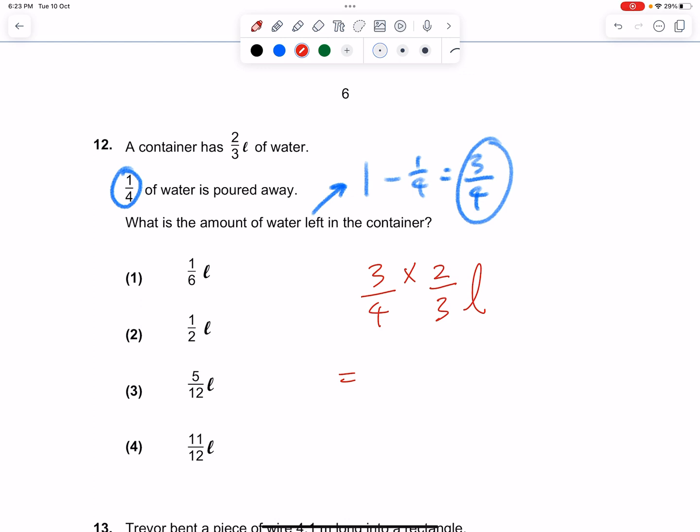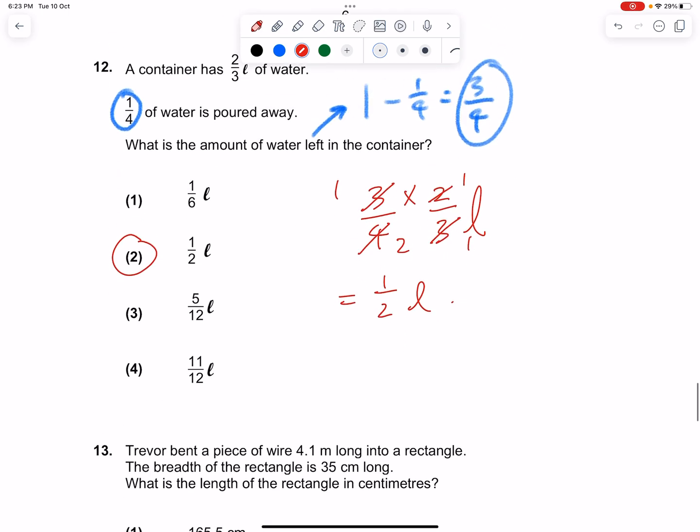Same thing, please simplify. Highest common factor, 3 divided by 3 is 1 and 1. 4 divided by 2 is 2. 2 divided by 2 is 1. So your answer is half a liter. Answer 2. Alright? Moving on.